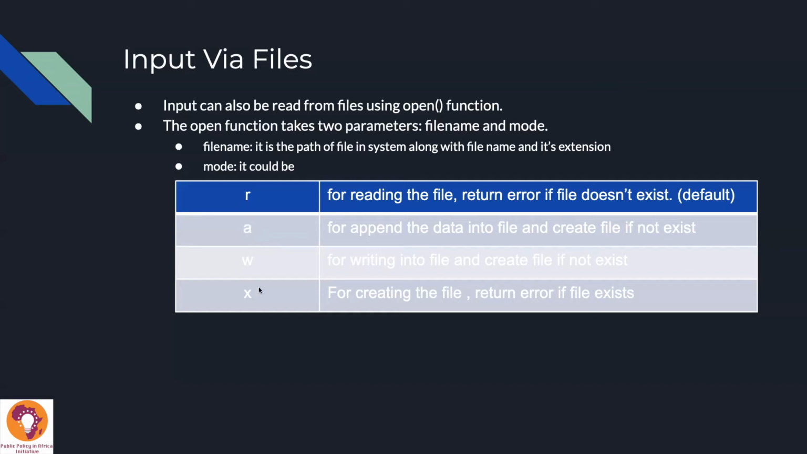So one other thing we can use is the X mode, and the X will create a file and it'll return an error if the file already exists. So if you have a use case where you want to make sure you're creating a brand new file and you don't want to overwrite all the contents of that file, you can use the X mode for creating that file.